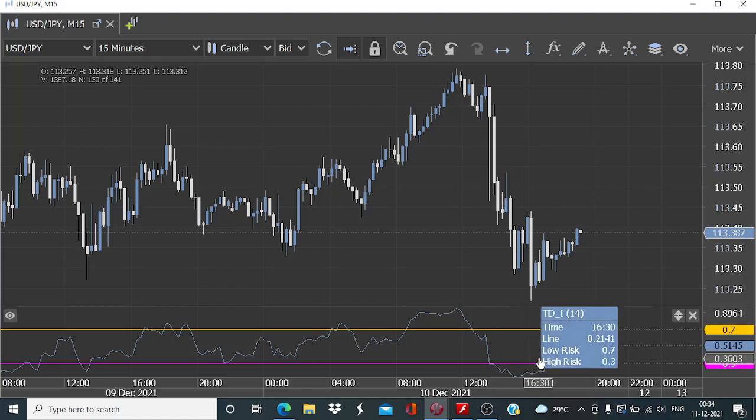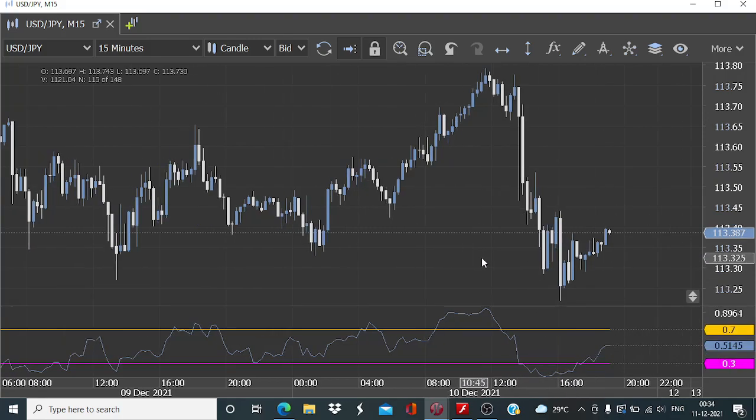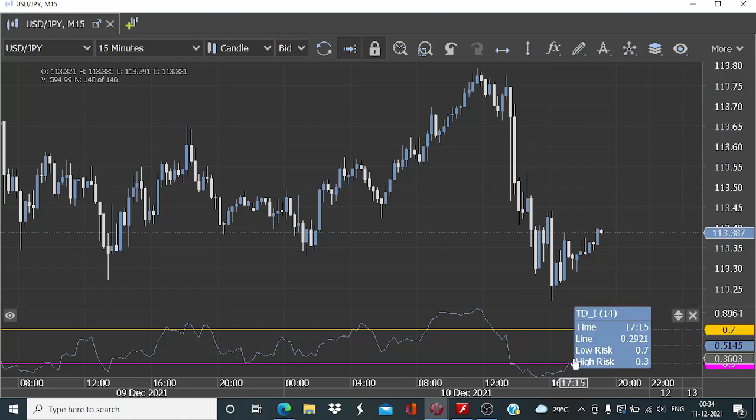So for any buy trade to be initiated, we will be looking to go for the entry when we see that the TDI line crosses above the high risk value of 0.3, and in the last 15 minutes its output should be higher, whereas in the penultimate 15 minutes the output of this line was lower. So this is the underlying assumption for us to make sure that the conditions are favorable for the buy trade.